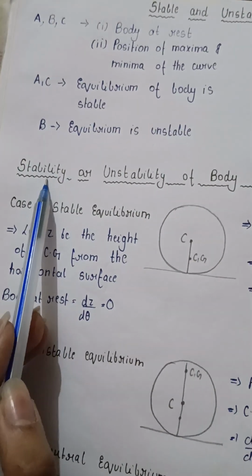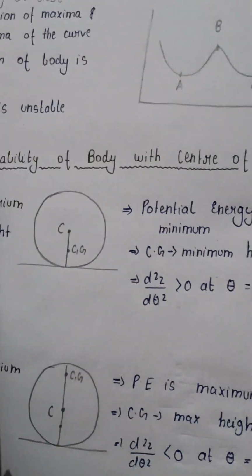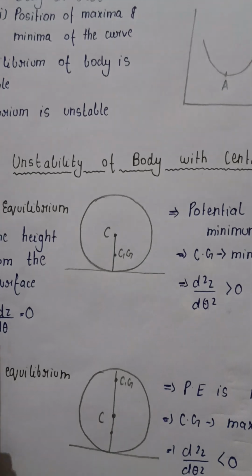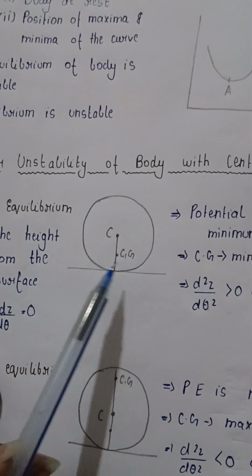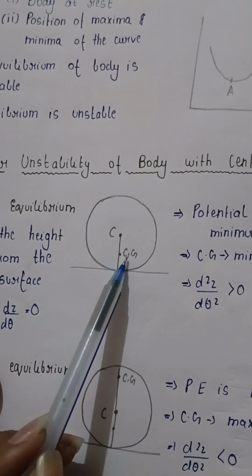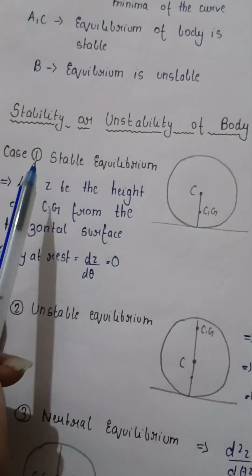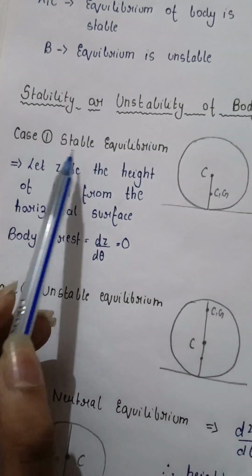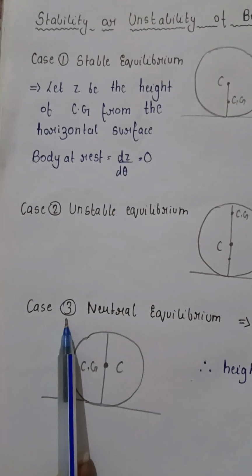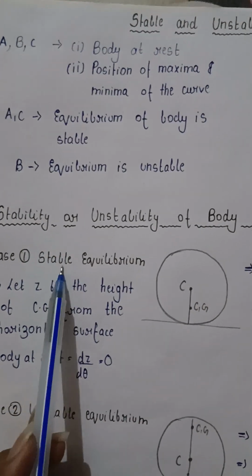Now we will talk about the topic stability or instability of a body with center of gravity. So in this we'll talk about the sphere whose center of gravity is not on the geometrical center of the sphere. So in this we'll talk about three cases. Case 1 stable equilibrium, case 2 unstable equilibrium, and case 3 neutral equilibrium. So first we'll talk about stable equilibrium.